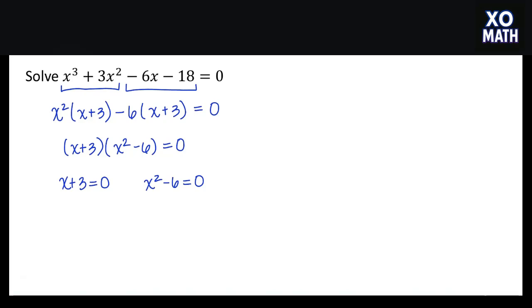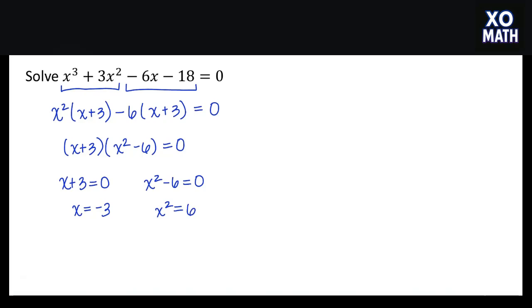So x plus 3 equals 0. I can subtract 3 to the other side. X is equal to negative 3. And in this quadratic equation, since there's only one term involving x, I can add the 6 to the other side. So x squared is equal to 6.